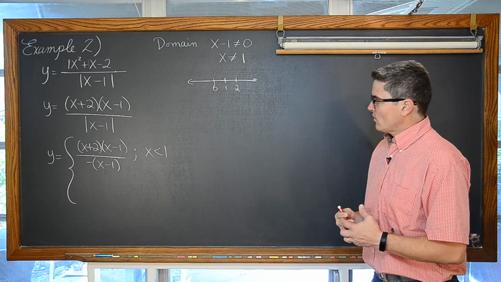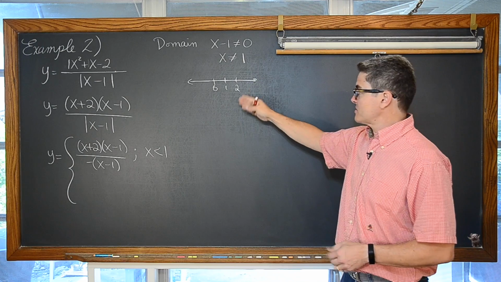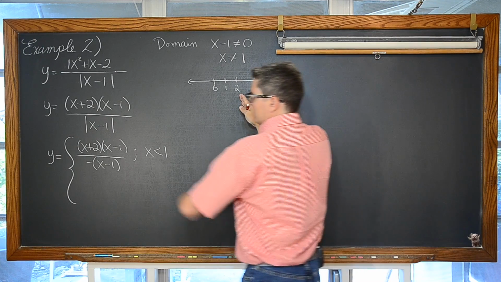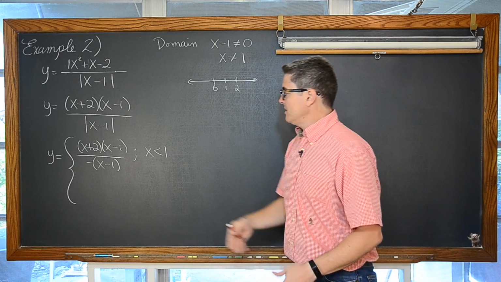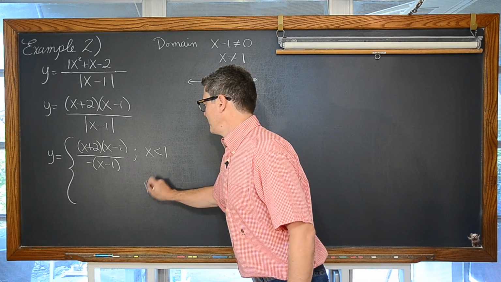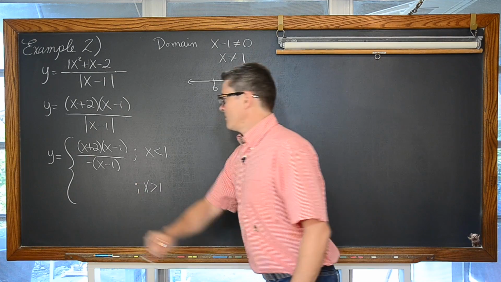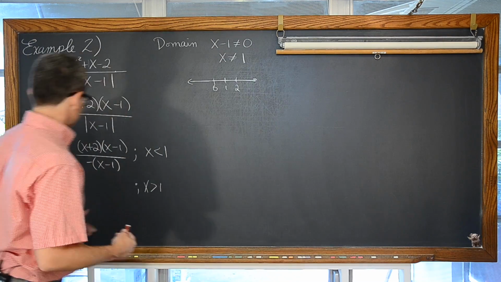Now, when you go to the right of 1 and you check 2, 2 minus 1 is 1, the absolute value of 1 is just 1, nothing seems to happen. So when x is greater than 1, we can just drop the absolute value symbols altogether.